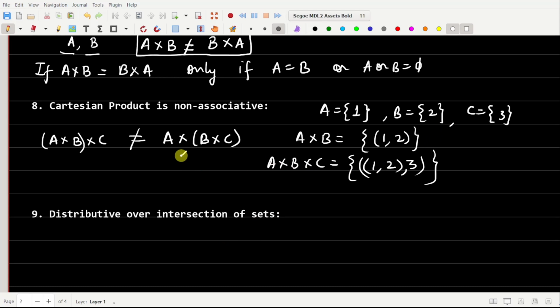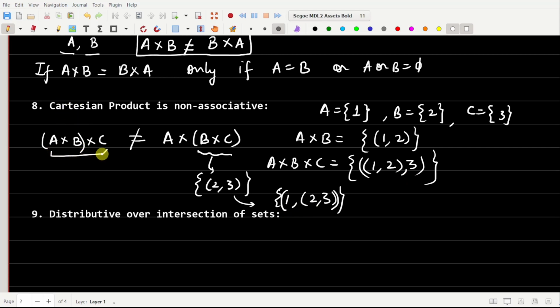Now if I have to have A cross (B cross C), what will be my B cross C? It will be (2, 3), and my A cross this thing will be the ordered pair (1, (2, 3)). So you see that these are two different points. We will plot (1, 2) and then this thing comma 3, and then this thing. So basically this is a 3D plane, right? Like this, A B C. So again we will say that these two points are not same. So the Cartesian product is non-associative, right?